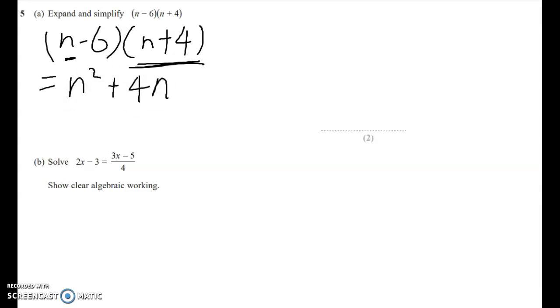So after doing this, the next thing that I'll be focusing on will be the 6, right? But remember, 6 is actually not attached or linked to a positive sign. It's actually a negative sign in front of that 6. So you need to take that into consideration when you do the multiplication. So here that will give you minus 6n. And we will then do minus 6 multiplied by positive 4. So that should give you minus 24.